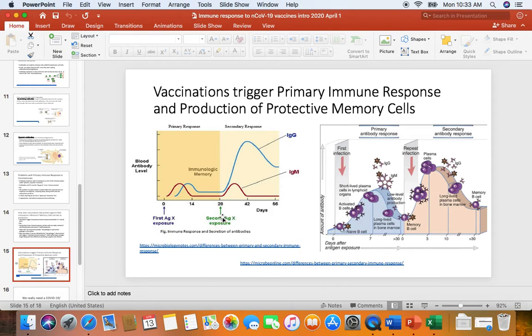We might still get infected, but the pathogen hopefully will quickly be defeated by this stronger, longer lasting, more effective, what we call secondary immune response. And that's the whole idea behind vaccination.